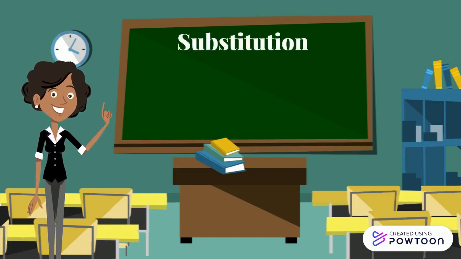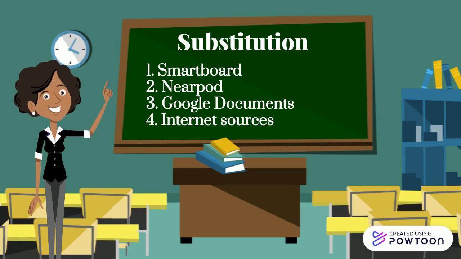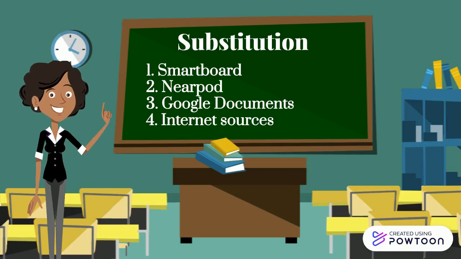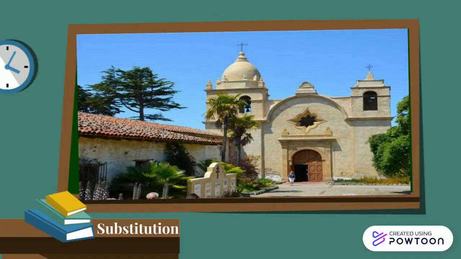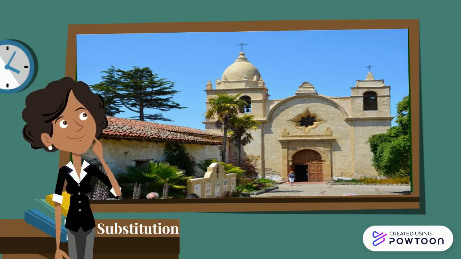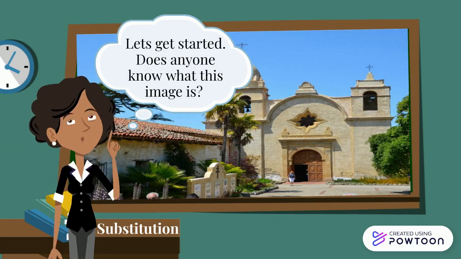In this level, I will incorporate the Smartboard, Nearpod, Google Documents, and Internet sources into the introduction and research portion of the lesson Build Your California Mission. In the introduction, I will have an image of a California mission on the Smartboard. In this scenario, I am using an image of the mission San Carlos Borromeo. I will ask my students, does anyone know what this image is, to start the conversation on their knowledge of the California missions.